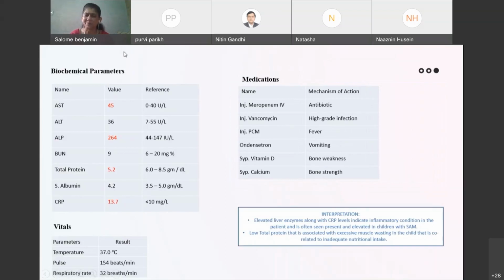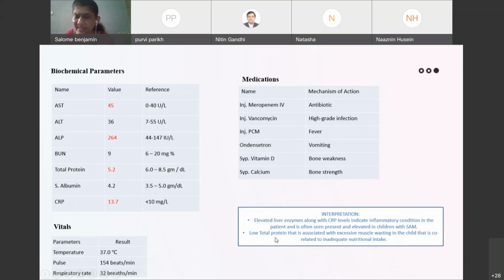Biochemical parameters to be interpreted. Here AST is high, ALP is high, protein is low and CRP is high. So these are the medications: the child is on antibiotics. Vancomycin is given, fever medication given, vomiting medication given, and the child is given vitamin D and vitamin A as per the phase. The temperature is 37. So interpret this.